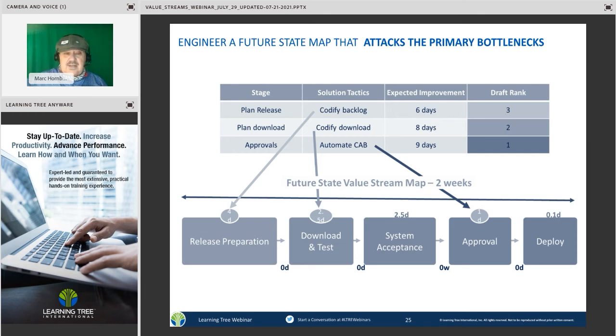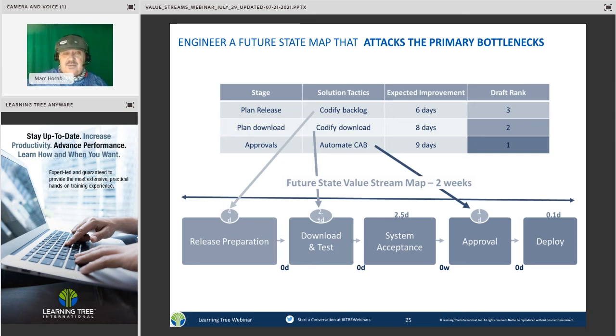The second was to automate the next biggest bottleneck, which was downloading COTS applications from the source of COTS that they were using. And the third was to codify their backlog planning process. So you can see that they wanted to get down to 2 weeks, and this started off being a lot more than 2 weeks. This is a very simplified view of the value stream, but it gives you the idea of how you go about doing these things.